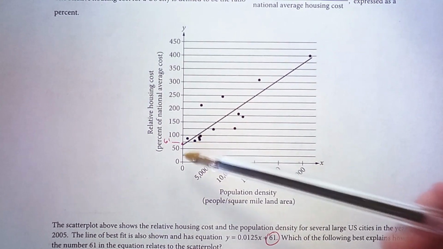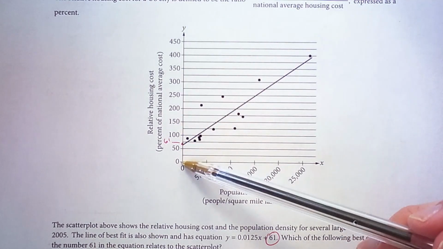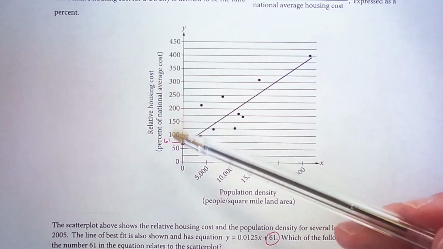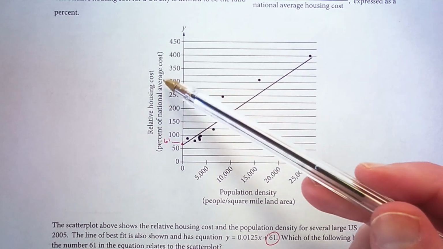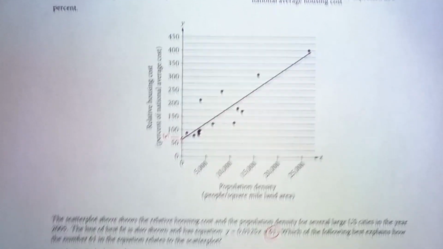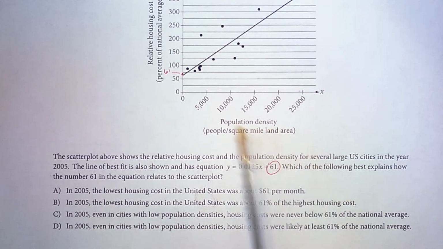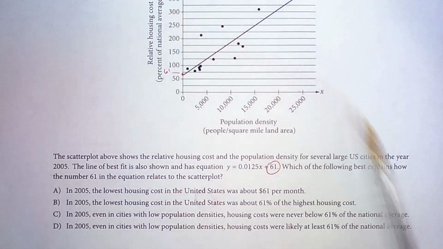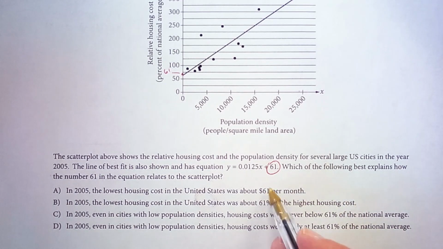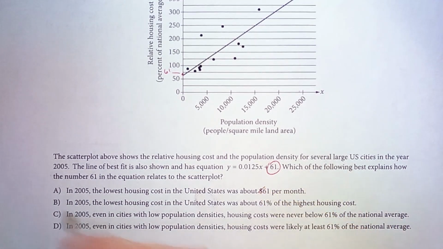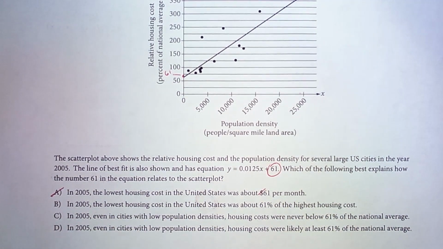But let's try to understand here what the y-axis is. It's the relative housing cost, which is the percent of national average cost. So as we move into our choices, option A, in 2005, the lowest housing cost in the United States was about $61 per month. But the y-axis is about percent of national average cost. It's a percent, not dollars, so A is out.